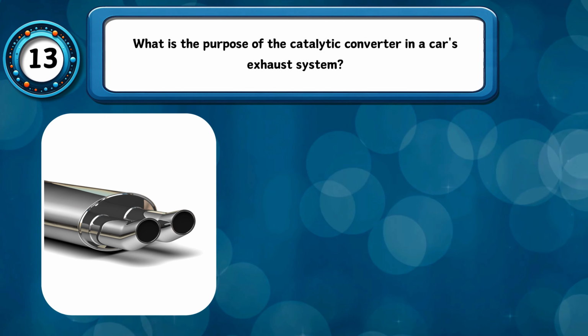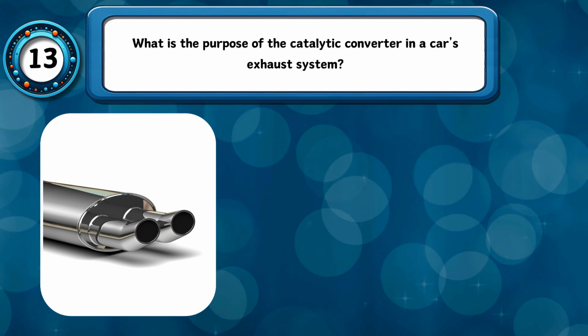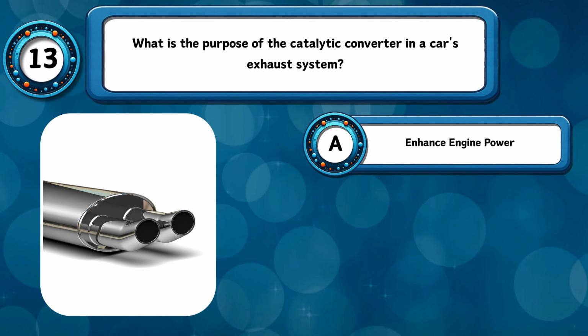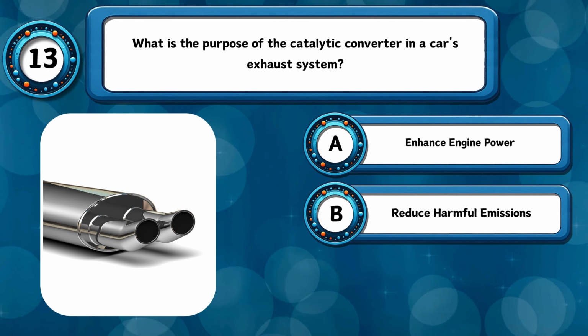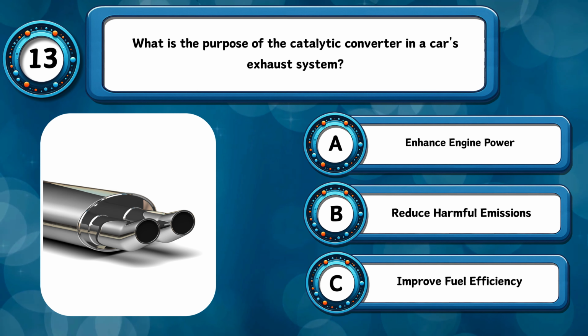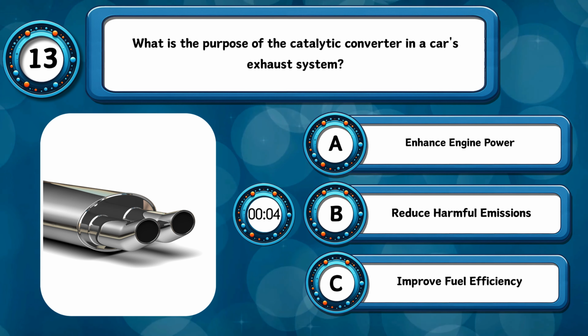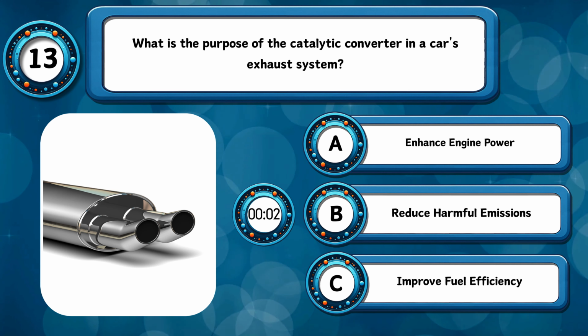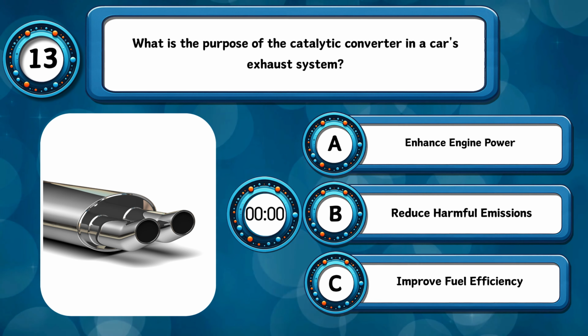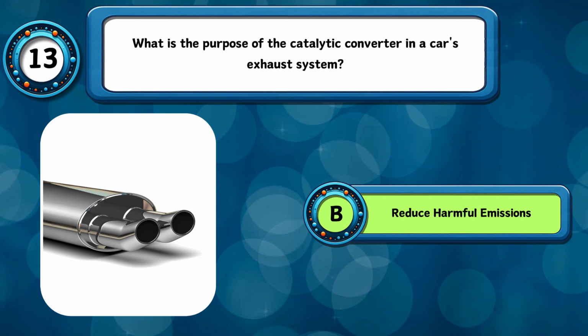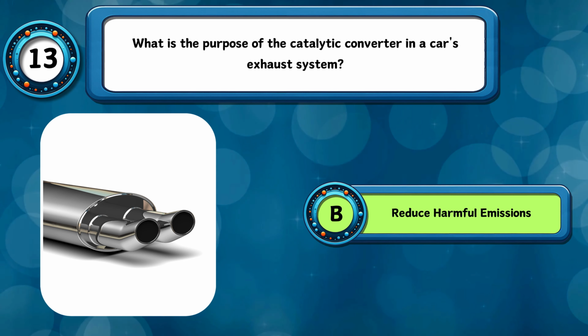Question 13. What is the purpose of the catalytic converter in a car's exhaust system? A. Enhance engine power. B. Reduce harmful emissions. C. Improve fuel efficiency. Correct answer is B. Reduce harmful emissions.